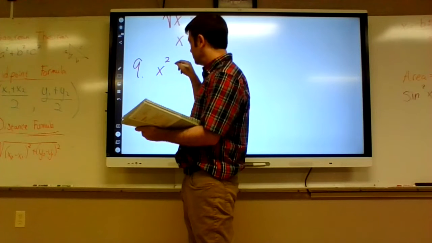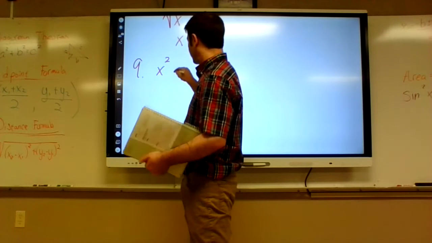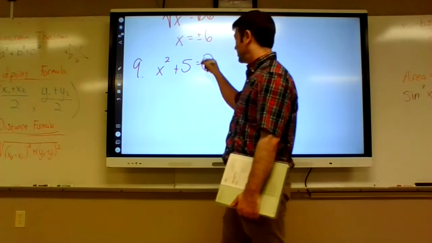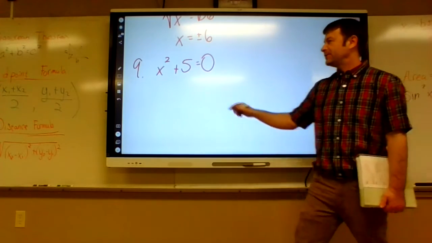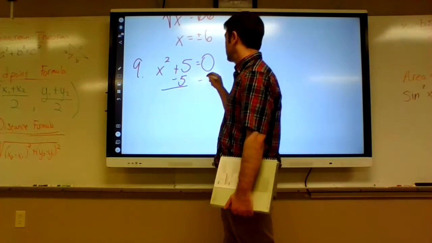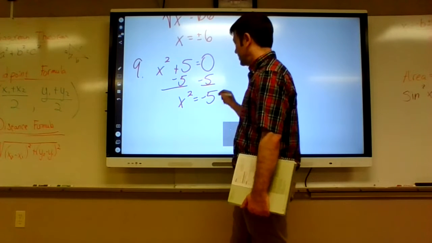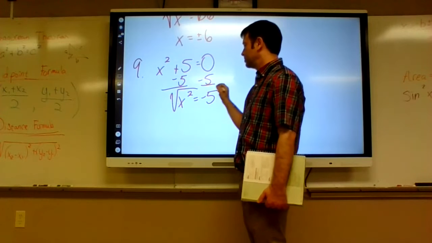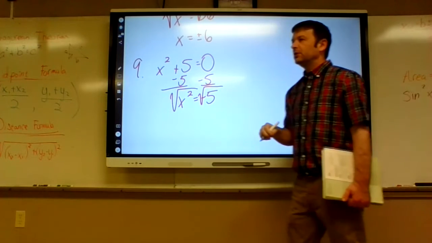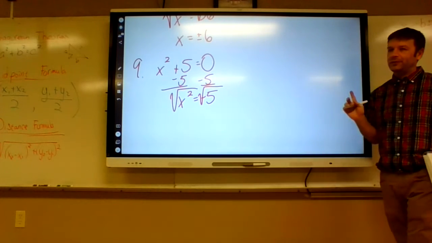Lost my place. X squared plus 5. Alright, what should we do first on this one? Minus 5. X squared equals negative 5. Then what do we do? Square root. What's the square root of negative 5?